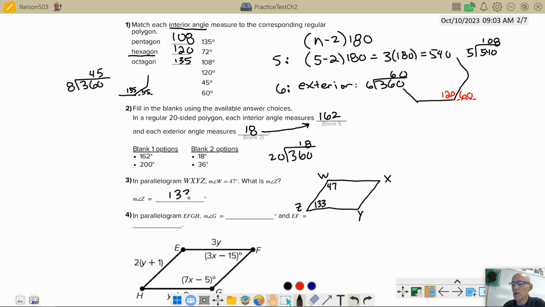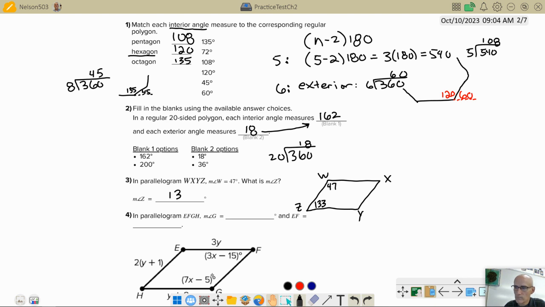So 133 right there. In parallelogram EFGH, here we go again. We're going to draw another little parallelogram, and we're going to put EFGH down. Oh, that's already right there. Okay, let me get rid of that, and let's just use this one down here. They want us to find angle G.